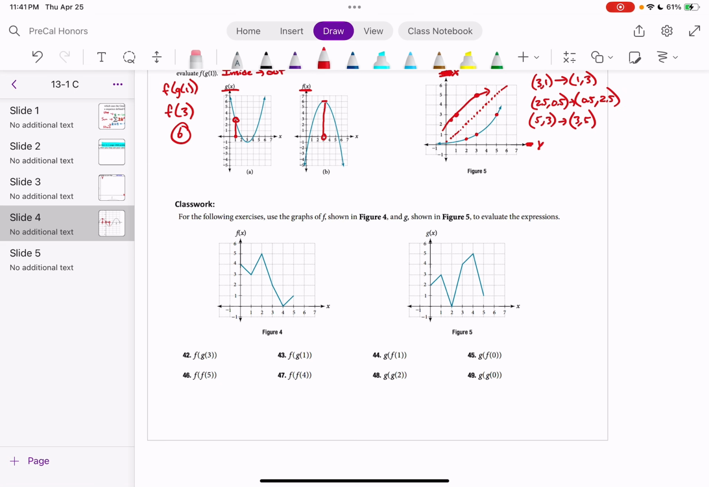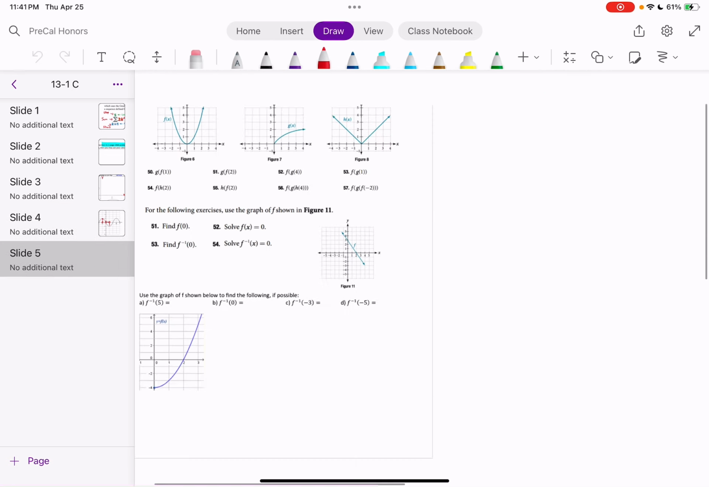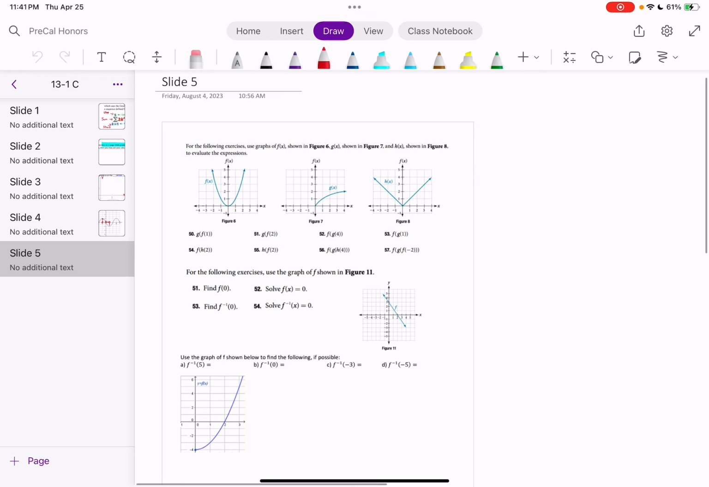So there are some sample problems for you to work on. Notice the bottom part of slide 4, as well as all of slide 5, would give you that ability to practice these problems before the upcoming quiz. If you have any problems, please feel free to reach out.